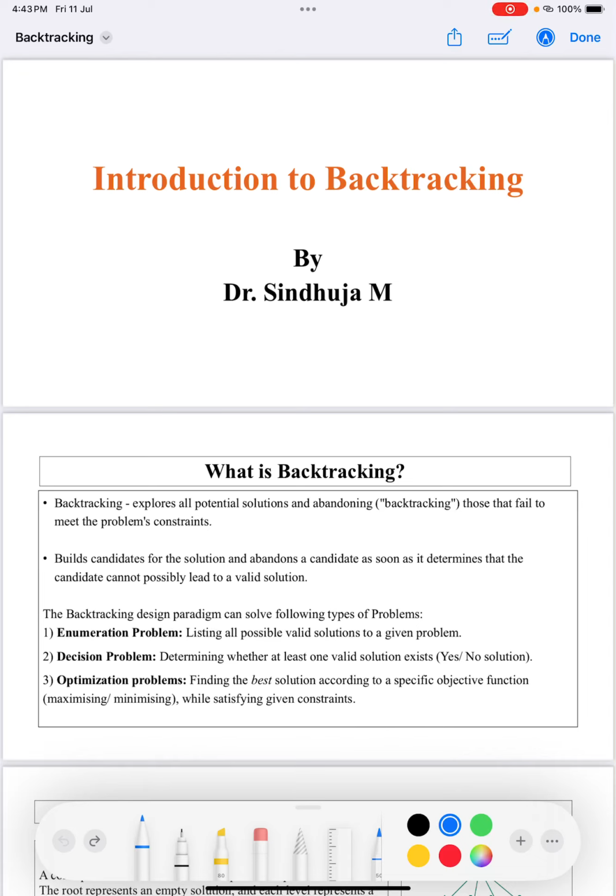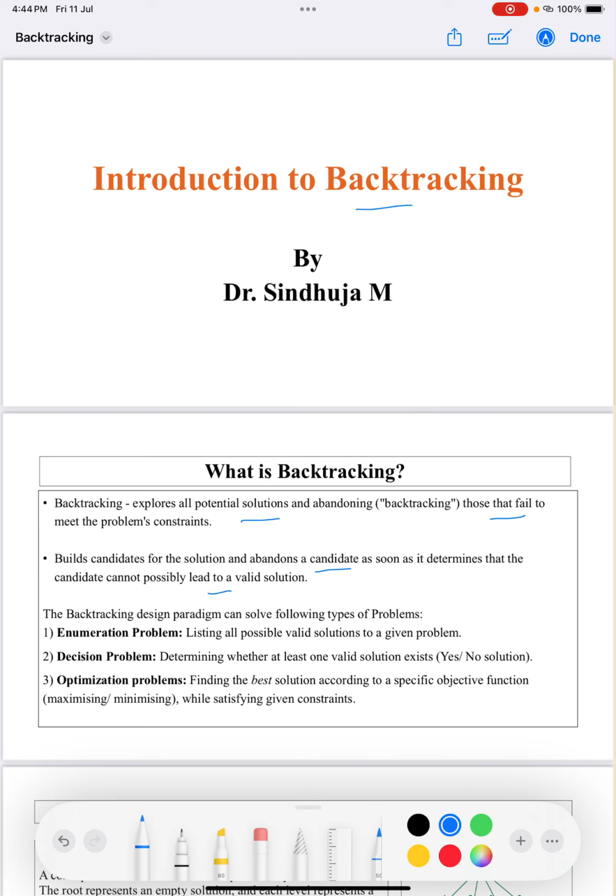Hi all. In this lecture, let us have a brief introduction on backtracking. What is backtracking? Backtracking explores all potential solutions and abandons those that fail to meet the problem's constraints. So we have to remember two things. One is it explores all possible potential solutions and it will abandon the solution that fails to meet the problem's constraints. It builds candidates for the solution and abandons a candidate as soon as it determines that the candidate cannot possibly lead to a valid solution.